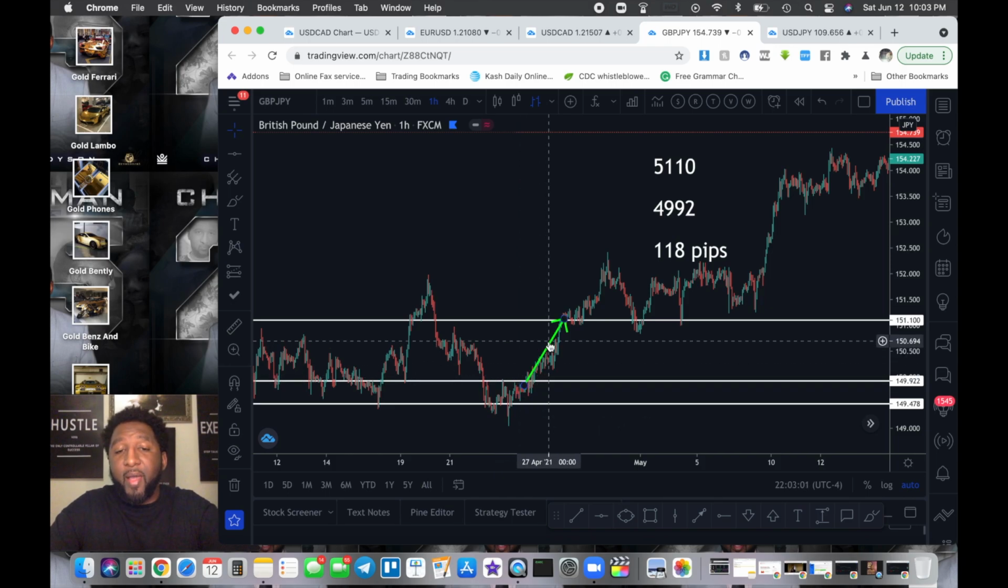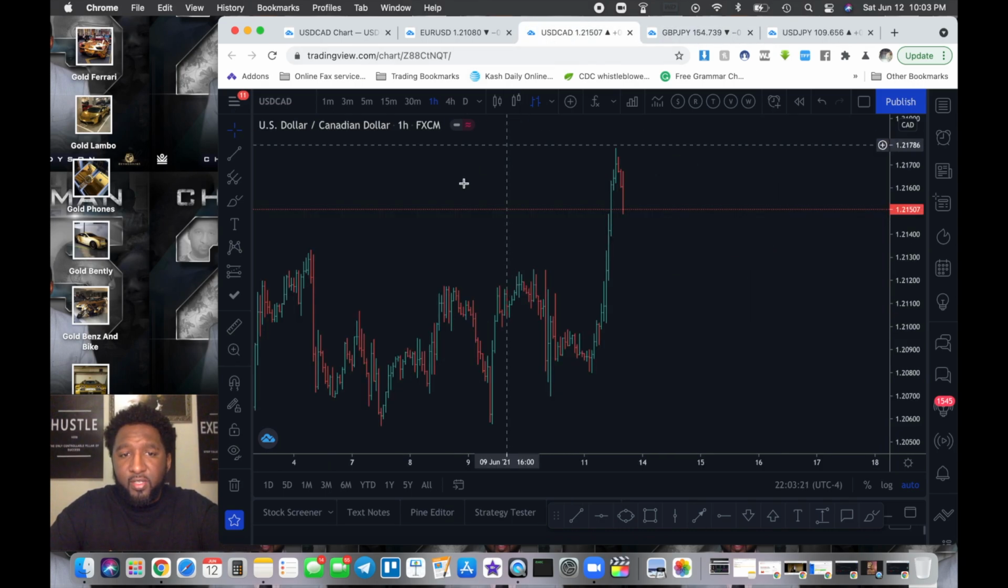That'll give me the amount of pips, the distance from my entry point to my stop loss, or excuse me, the distance from my entry point to my take profit. And if I subtract my entry point from my stop loss, that will give me the distance from my entry point to my stop loss in pips. Okay? Simple enough, right? So let's go ahead and do this example over here.